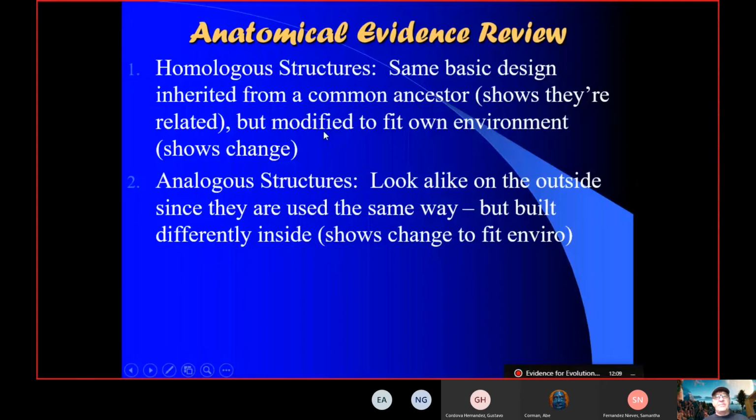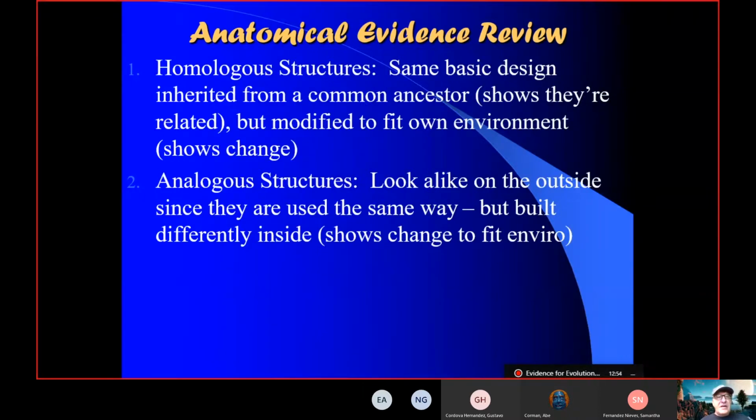That's homologous. Analogous is the opposite. They look alike on the outside, but they're built completely differently on the inside. So homologous and analogous in a way are the opposite. The same inside, but different outside. Different inside, but the same on the outside. Now, why would they look alike on the outside? Well, because they're used the same way in a similar environment. But they're built completely differently because they were inherited from a different ancestor. So this one is not showing that they're related, but it is showing that there's a change over time.